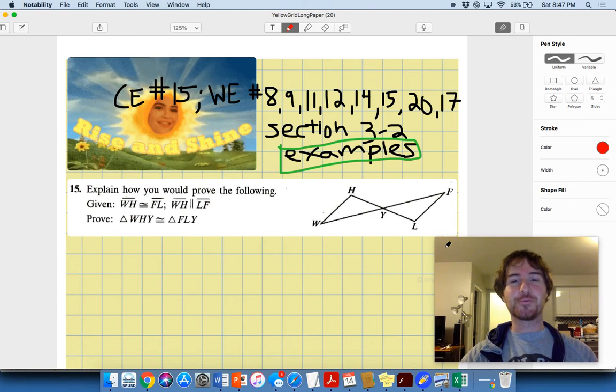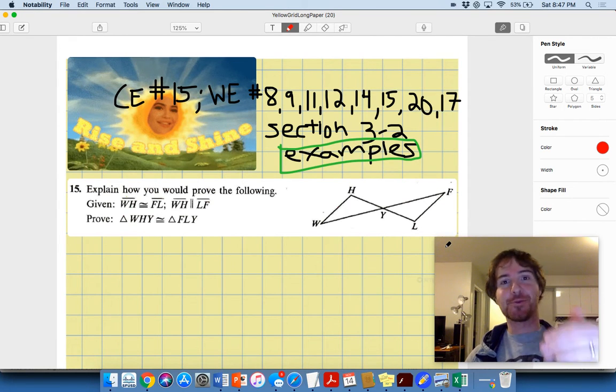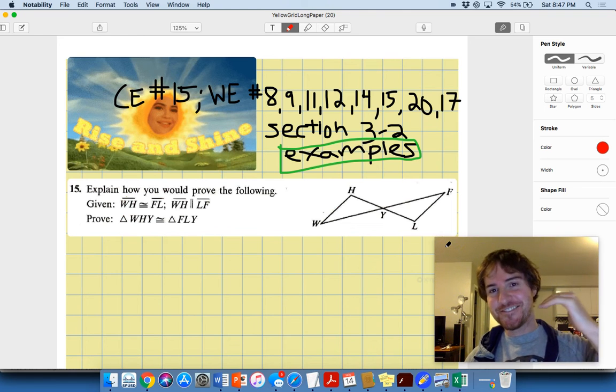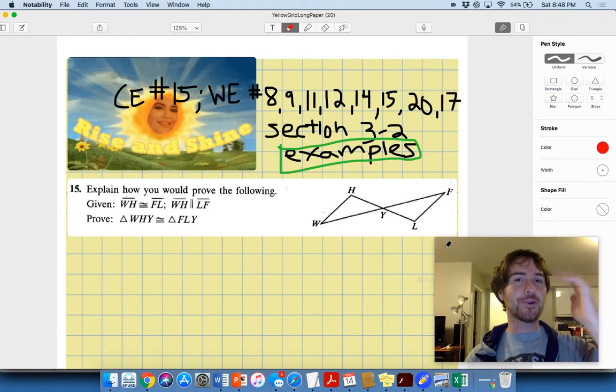All right, folks, rise and shine and let's do some geometry with me. So I'm sending this one out Sunday morning because you have a problem set out of the textbook, and some of these questions can be pretty confusing to tackle kind of on your own.